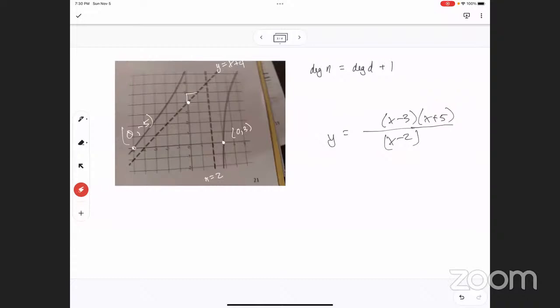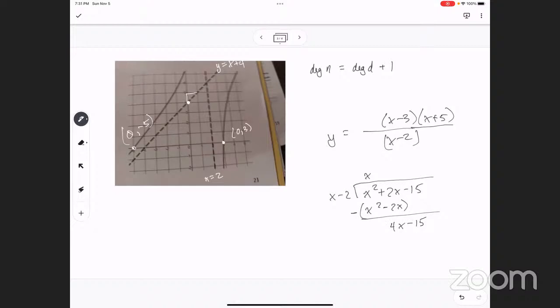Now, to be safe, what you could do is find out whether your teacher has taught you how to find that slant asymptote. To find the slant asymptote, you would multiply out the numerator, so x squared plus 2x minus 15, and then you would divide by x minus 2. You would do long division. How many times does x go into x squared? It goes in x times, which gives you x squared minus 2x. Then subtract that, and you will get 4x minus 15.